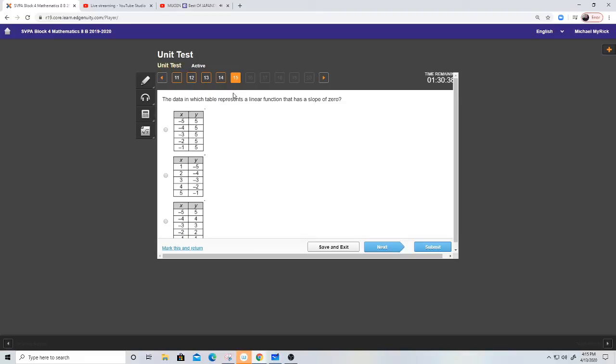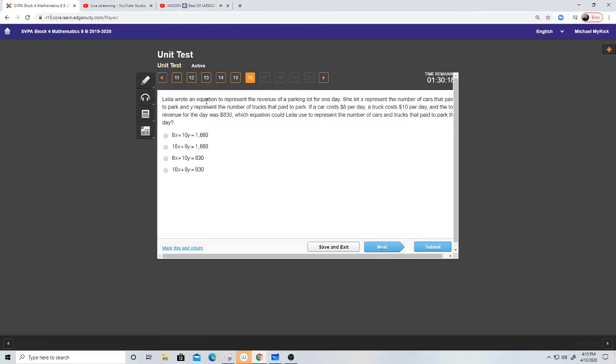Alright, the data in which table represents a linear function that has a slope of 0? You see how our y's are not moving? That's exactly how we find that. Remember, when the x's don't change, that's no slope. When the y's don't change, that's a 0 slope.